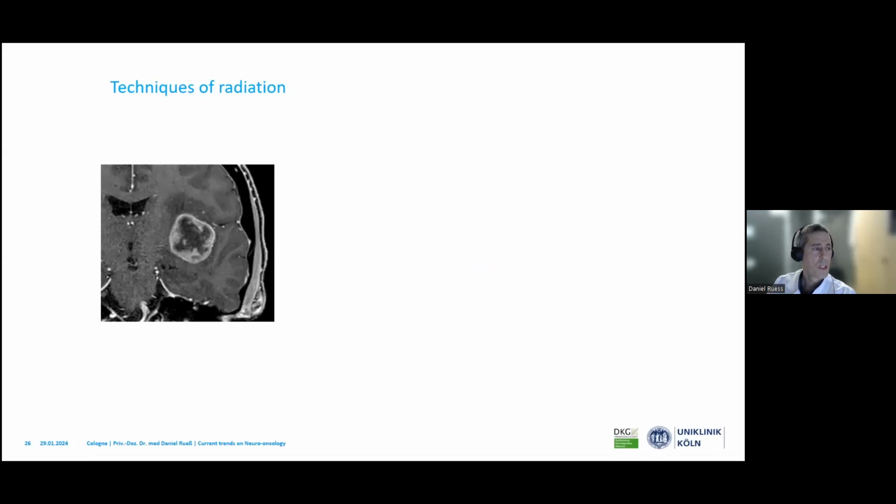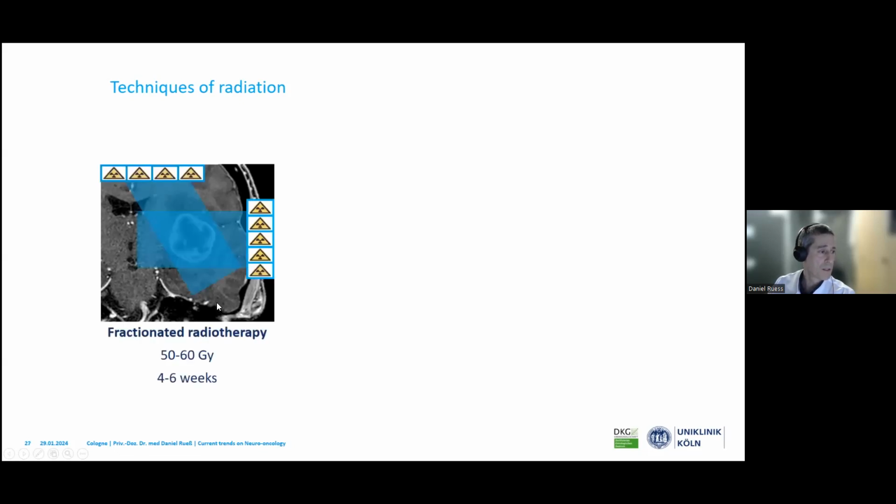First of all, you should know that there are different techniques of radiation. So if you see a tumor like that, it's a metastasis, sure, you can do surgery, but later on you will need to do irradiation. So if you think about irradiation, there are different types. The classical one, I would say, is a fractionated radiotherapy, where you apply between 50 to 60 gray in daily fractions over a couple of weeks.